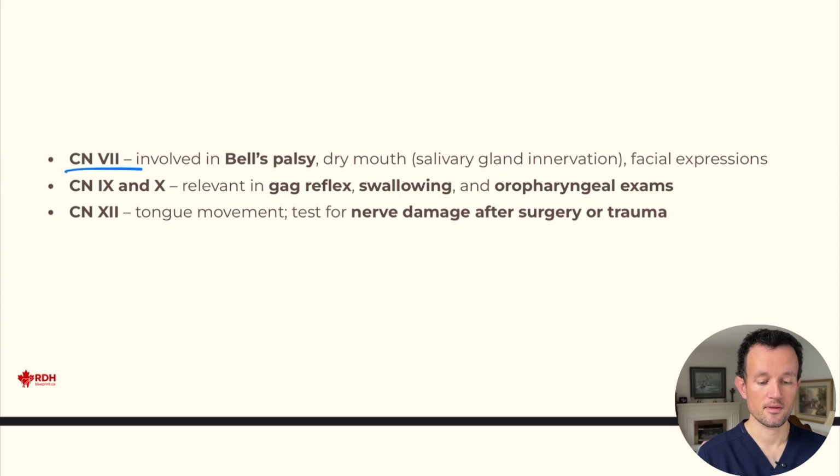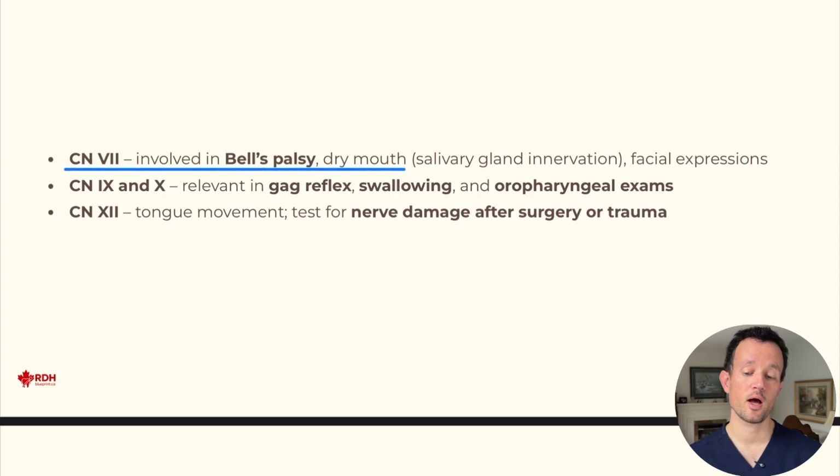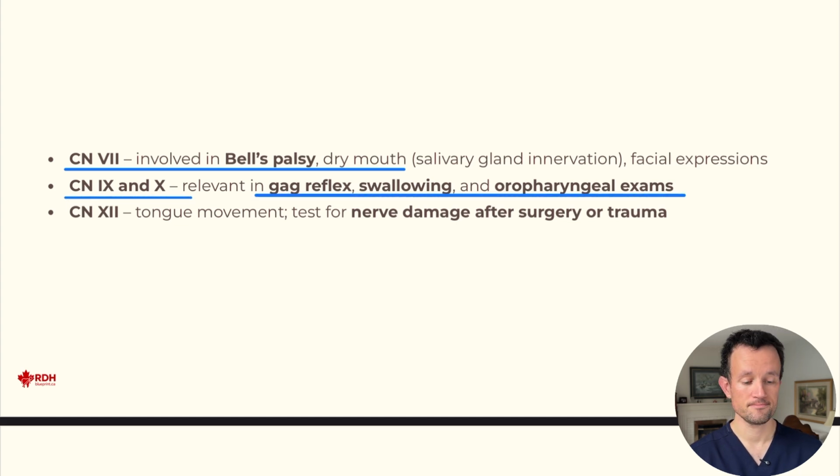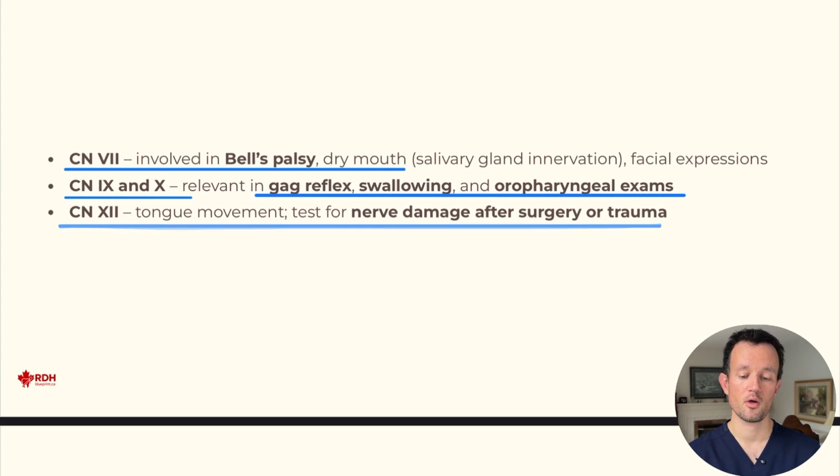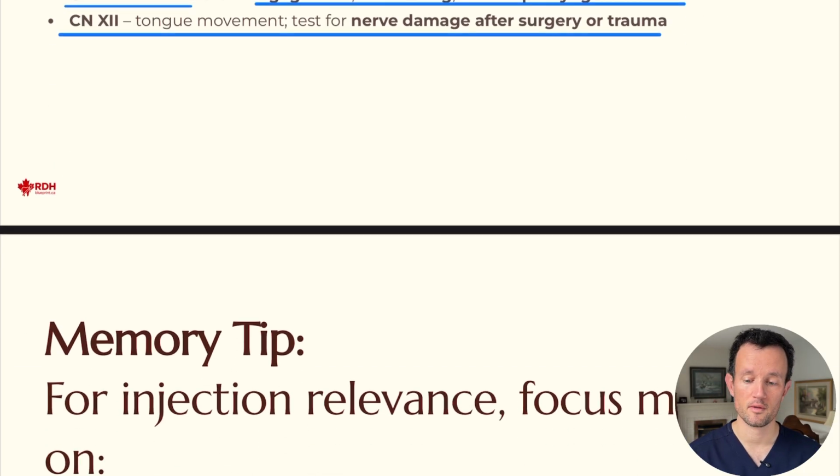So key tips, 7 is involved in Bell palsy, dry mouth, and facial expressions. 9 and 10 are relevant in the gag reflex and swallowing. And 12 is tongue movement. So if we have damage to that, we could have difficulty moving our tongue and swallowing.